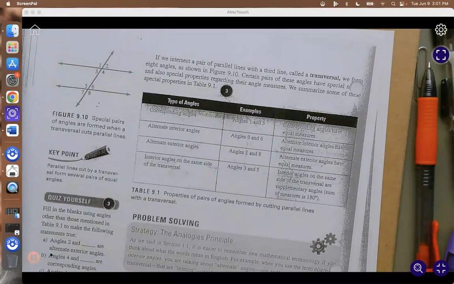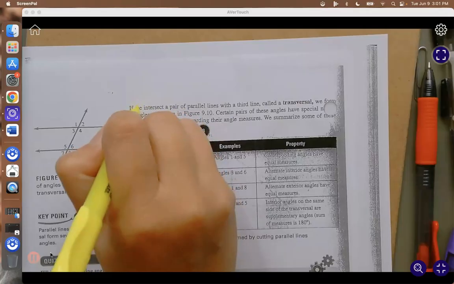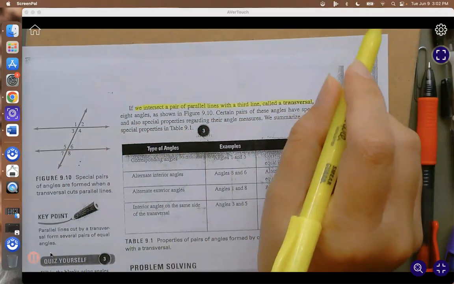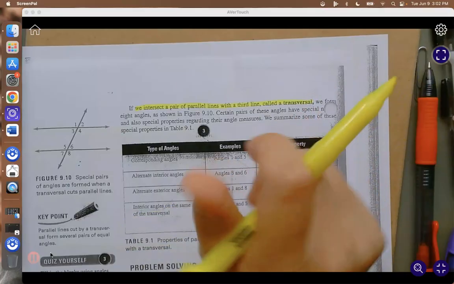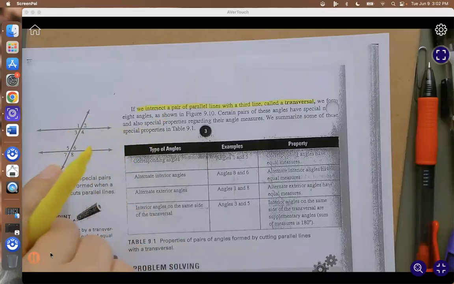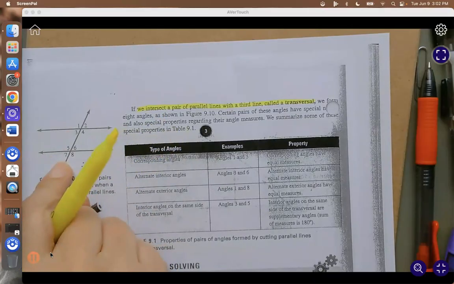Now this next piece we're going to take slow, because this is the part that people mess up on in geometry, and it's the part that people mess up on in discrete. Okay, so we intersect a pair of parallel lines with a third line called a transversal. So we have parallel lines here, and this is a transversal.